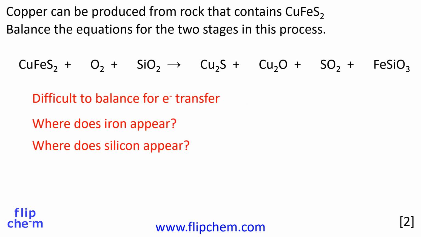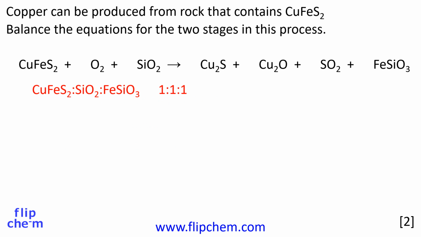This is a redox reaction, but it is hard to spot what is oxidized and what is reduced. There is probably an easier way to balance this for 1 mark. Look for compounds on the left and right which are unique to a type of atom. CuFeS2, silicon dioxide SiO2 and FeSiO3 must be present in a 1:1:1 ratio.